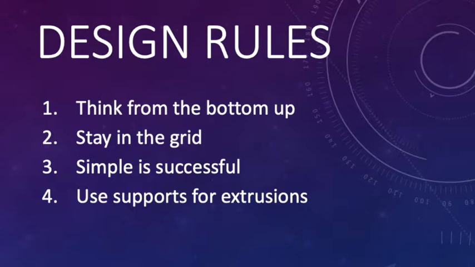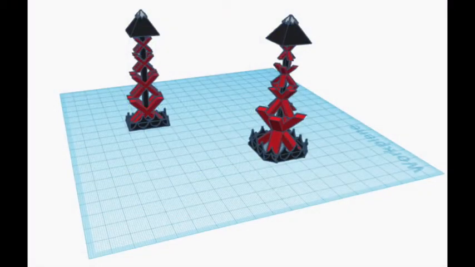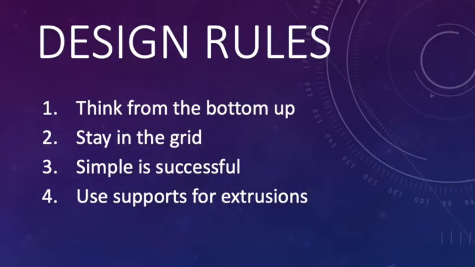Number two, stay in the grid. You'll see in a second with this interface that there is a grid work plane. It's in the format of a grid, kind of like a graph. You want to stay within that as much as possible, because your 3D printer does have limitations of how far it can reach. You don't want to go outside those limitations, otherwise you may end up with filament all over your floor, or just a mess, a failed print. So you want to stay in the grid as much as possible.